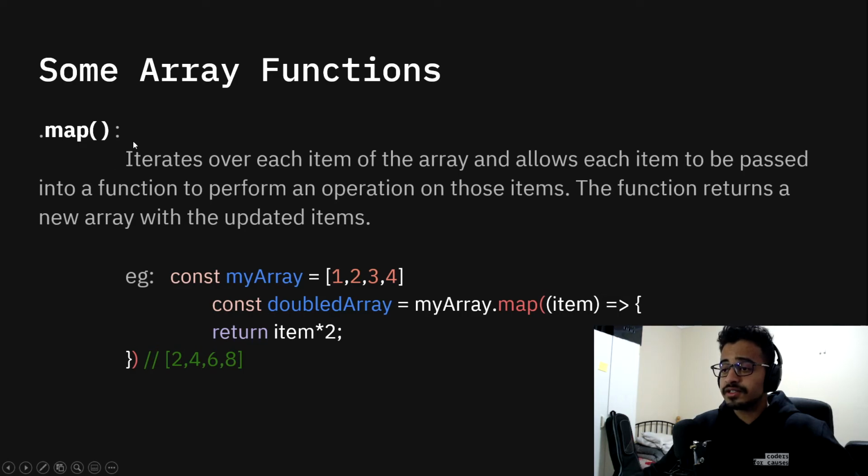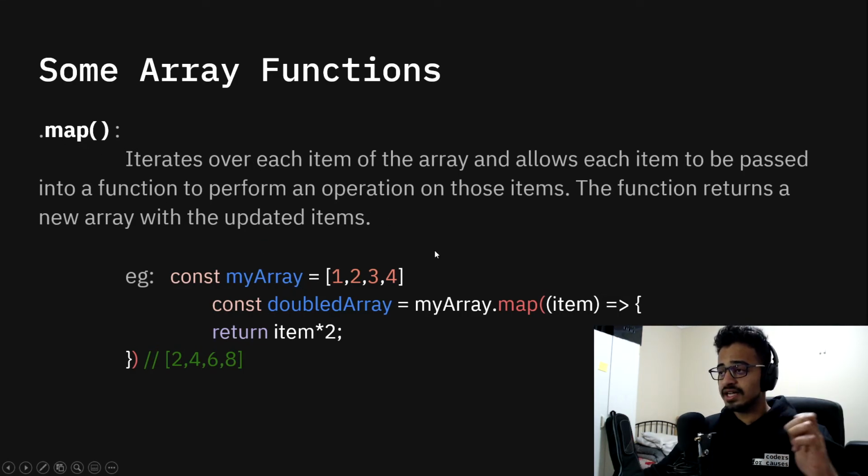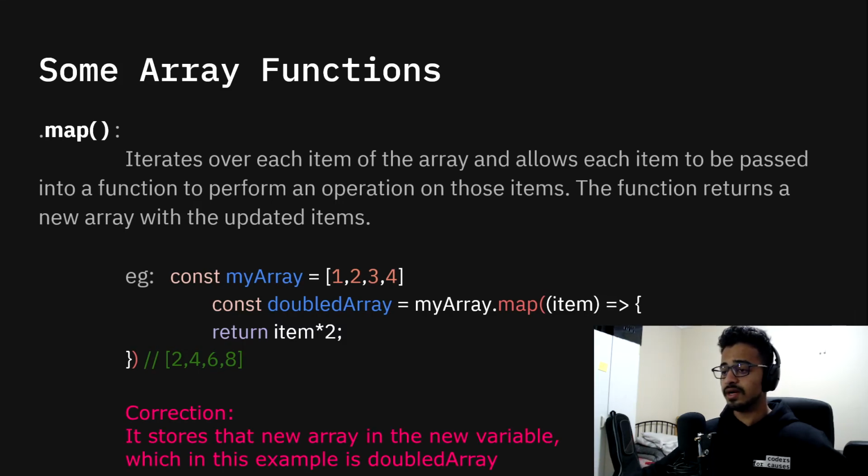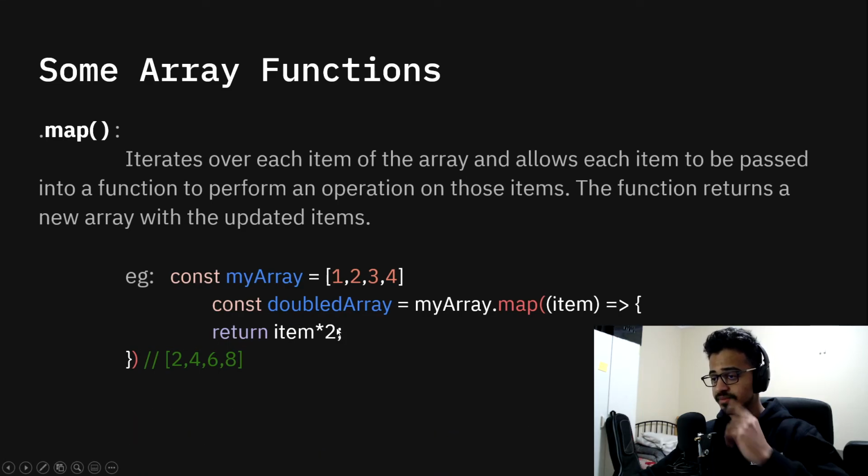You've got a map function. What the map function does is it iterates over each item of an array, and then it grabs that item and you can perform some operation on that item, and it returns that item to an array. Once all the iterations are done, it returns that new array to us. In this case, we have multiplied each item by 2. All right.